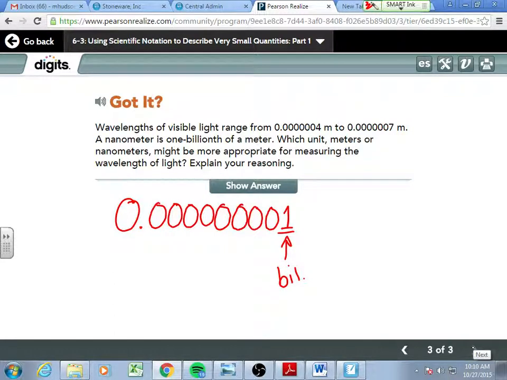So here we have 1, 2, 3, 4, 5, 6, 7, 8 zeros. If I have 6 zeros here, 6 zeros there, meters. What if I did represent it in a nanometer? What would my number become? Is that like less than 1 or more than 1?